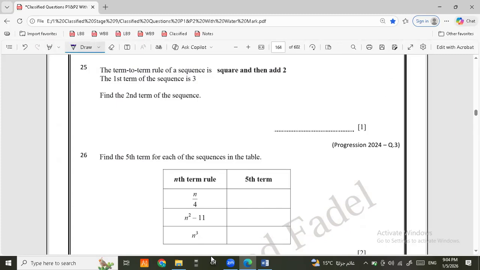The term-to-term rule of a sequence is square and then add 2. The first term of the sequence is 3. Find the second term of the sequence. All right, the first term of the sequence is 3. The term-to-term rule is square. 3 squared is 9. Then add 2, so 11.